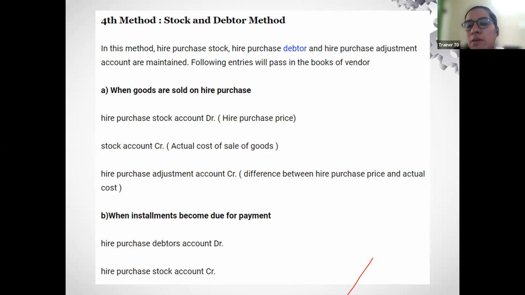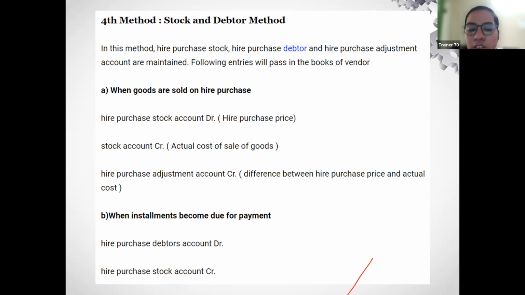So what entries will be passed in the books of the vendor, that is the seller? When goods are sold, hire purchase stock account is debited to hire purchase adjustment account. Now how will you specify the amounts? What amount do you write in the stock account? The hire purchase price goes in the stock account, the actual cost of the goods is recorded, and then hire purchase adjustment is the difference between the two.